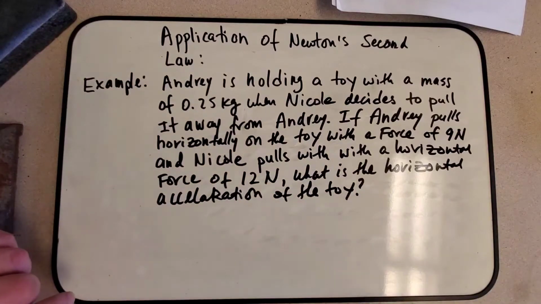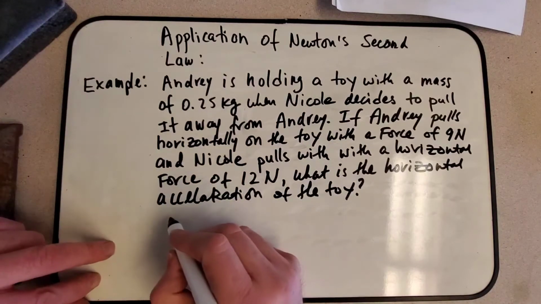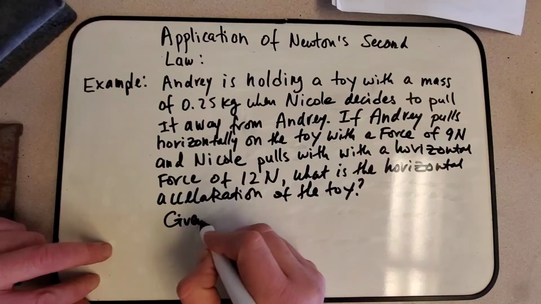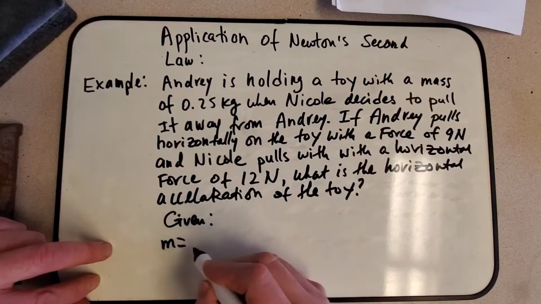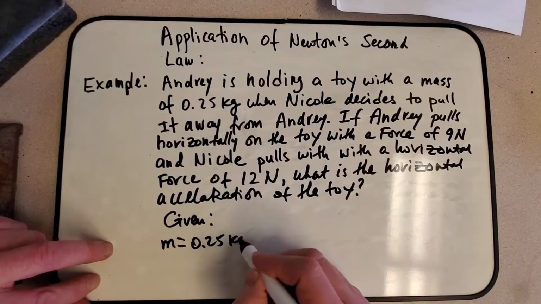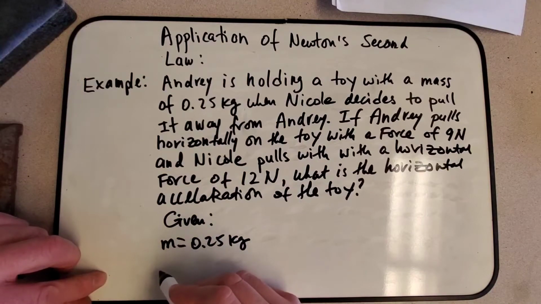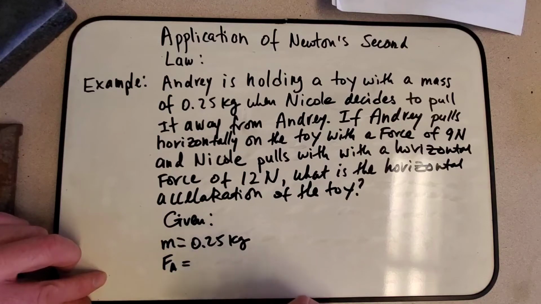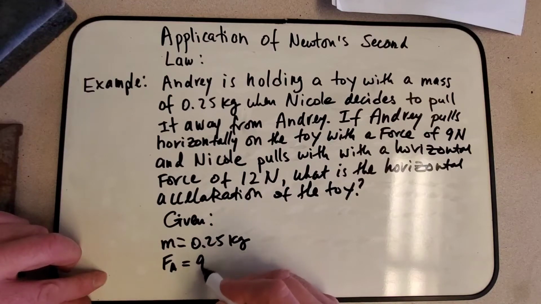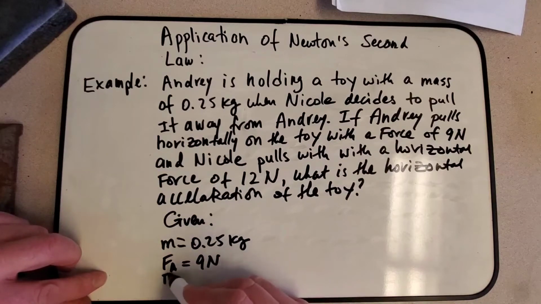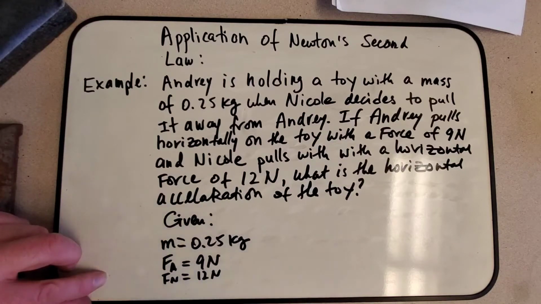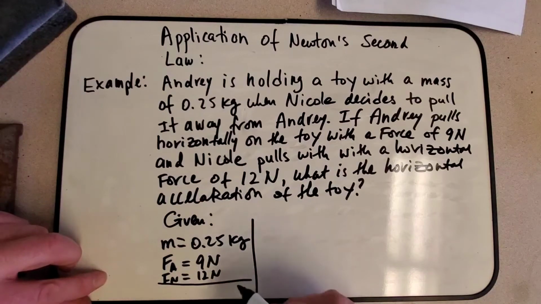So the first thing I always want to do in physics as we solve problems is to state what's given. So this is what I have given. I have the mass of the toy, 0.25 kilograms. I have the force that Andre pulls, I'm going to put FA, designating Andre, and he pulls with a force of 9 newtons. And then I have the force that Nicole pulls, and she's a bigger child, so she pulls with a greater force.